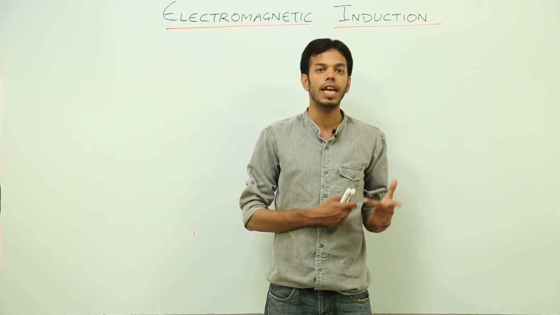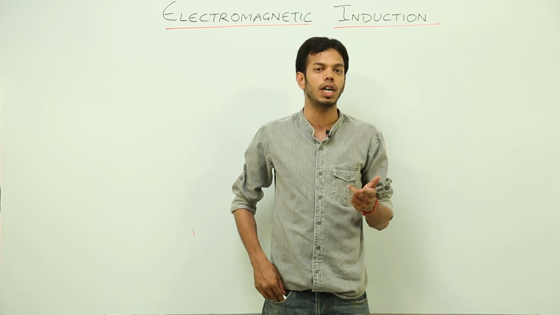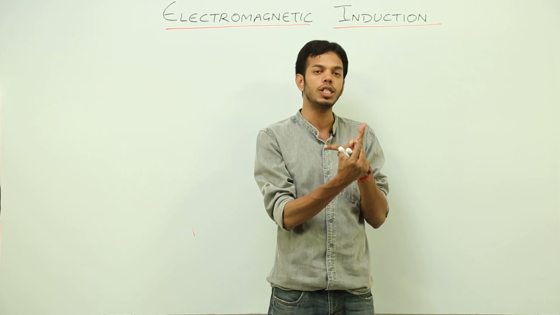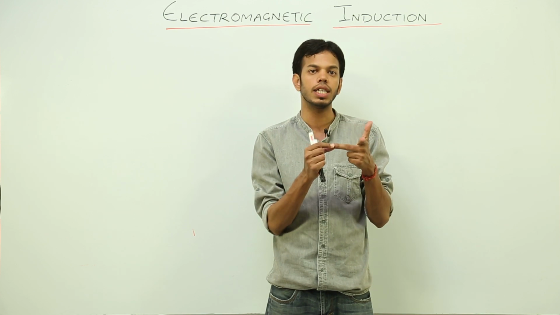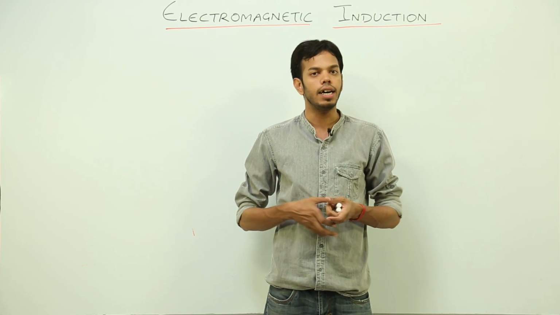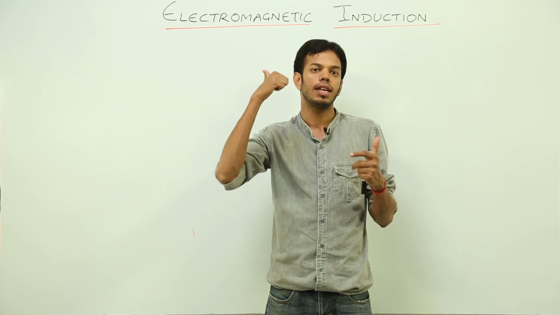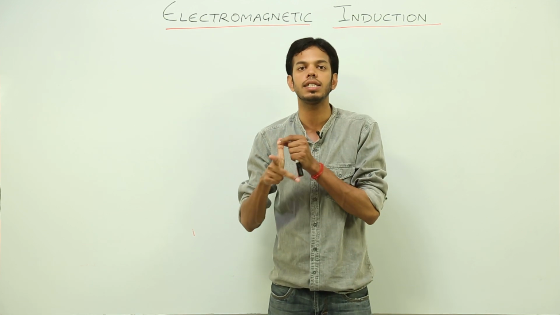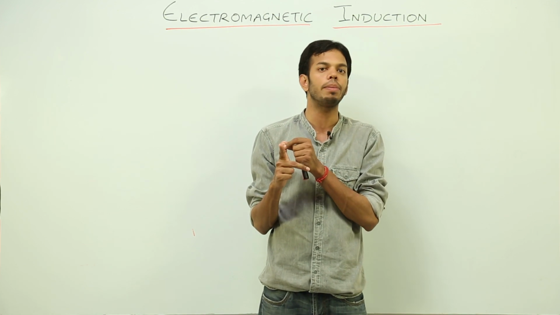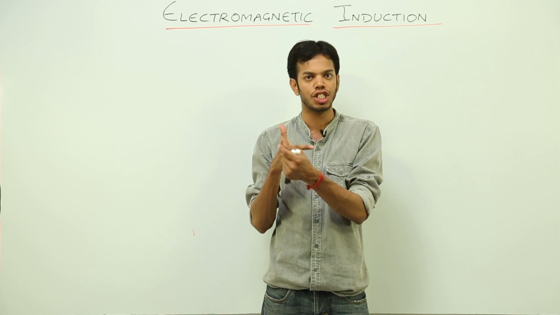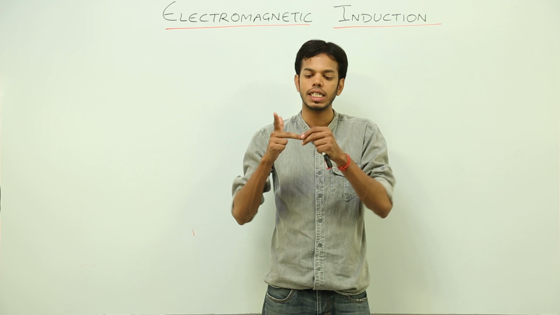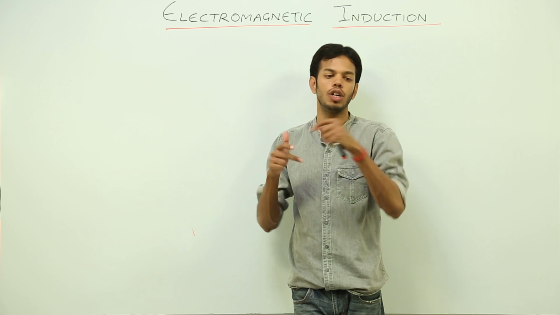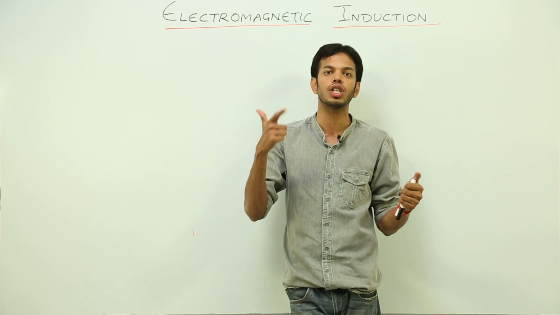What was Fleming's left-hand rule for magnetic field, force and the direction of charge? That was force, field, current. Thumb represents force, first finger is magnetic field, and middle finger is the direction of flow of charge, that is current. Here, the only thing changing is that this is motion, field, current. Motion is the way the loop is moving in the magnetic field, then magnetic field direction, and then current. So this will give you the direction of induced EMF or induced current. The only difference is that this is force, field, current and this is motion, field, current.